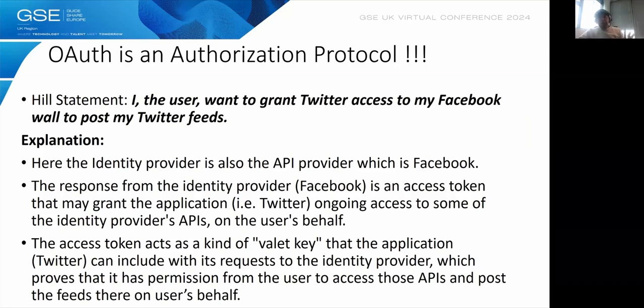But the important point is that OAuth is an authorization protocol. Basically, it helps you delegate responsibilities. The Hill statement is something we describe as who, what, and wow. It means I, the user, is who, wanting to grant Twitter access to my Facebook wall is what, to post my Twitter feeds is wow. So someone can do that automatically on my behalf. That's the wow factor. And OAuth helps you solve that authorization problem. Essentially, the access token is a kind of valid key which gives your application certain permissions to do things on the user's behalf.